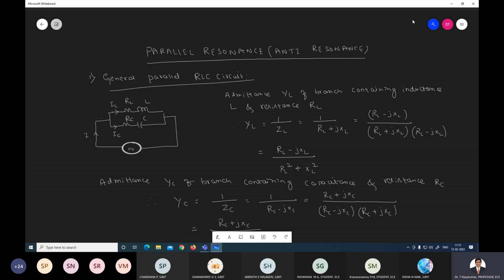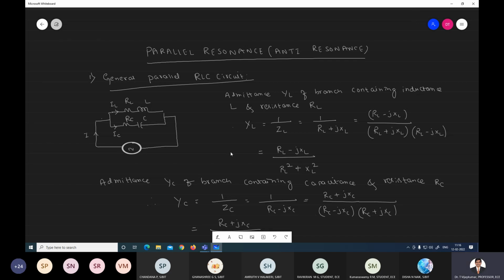RL plus jXL into RL minus jXL in the denominator becomes A plus B into A minus B. You know the formula: that is equal to A square minus B square. Here A is RL, B is jXL. A square means RL square, minus B square, j square XL square. But j square is minus 1, minus into minus is plus. Therefore, in the denominator, we get RL square plus XL square.